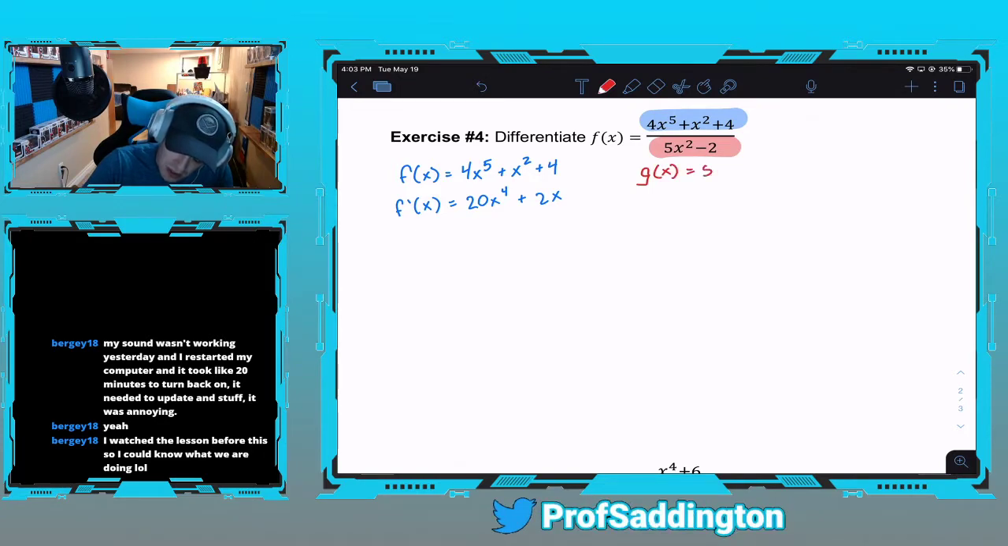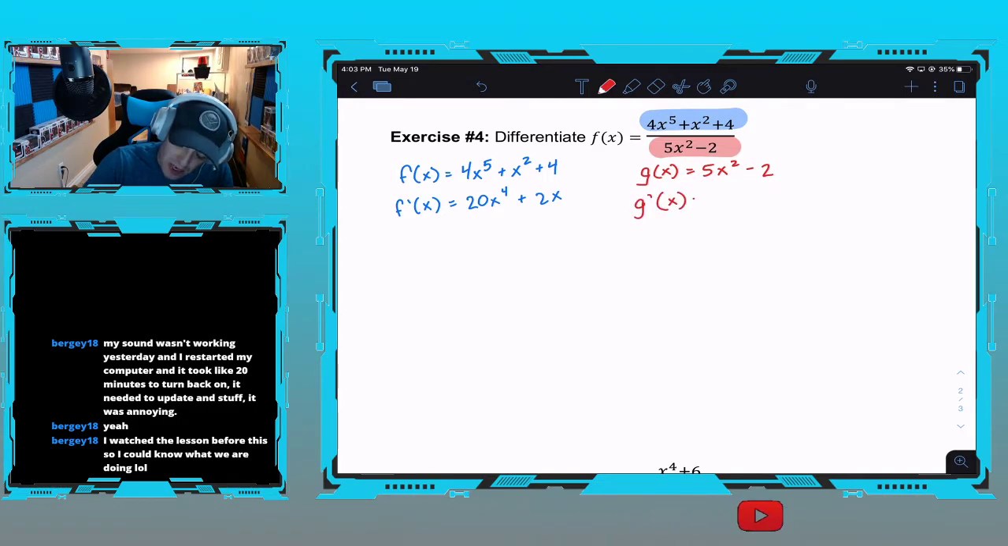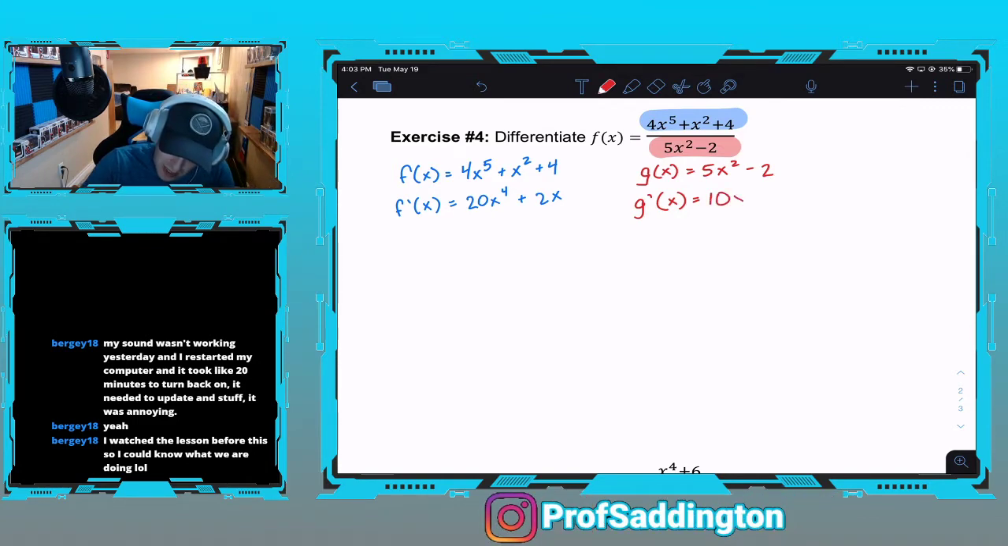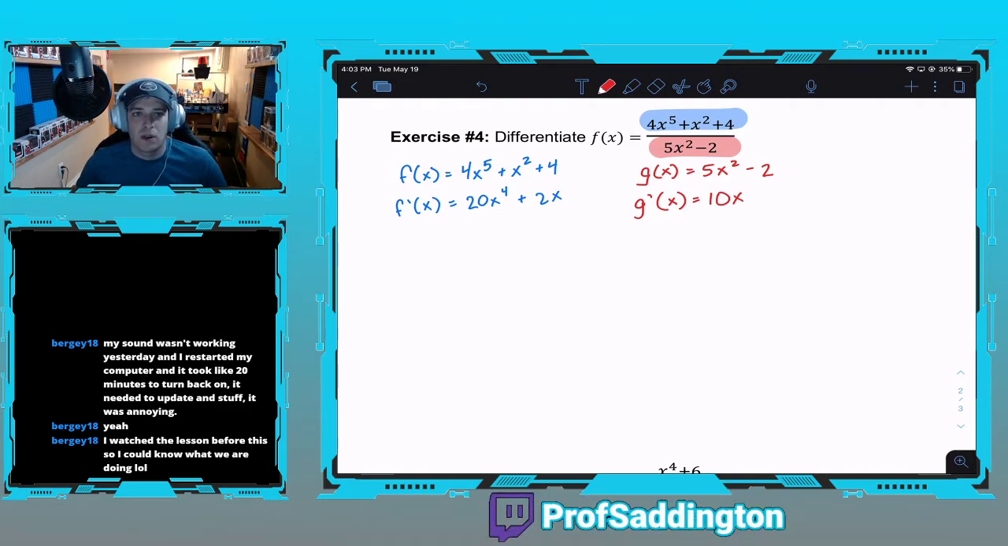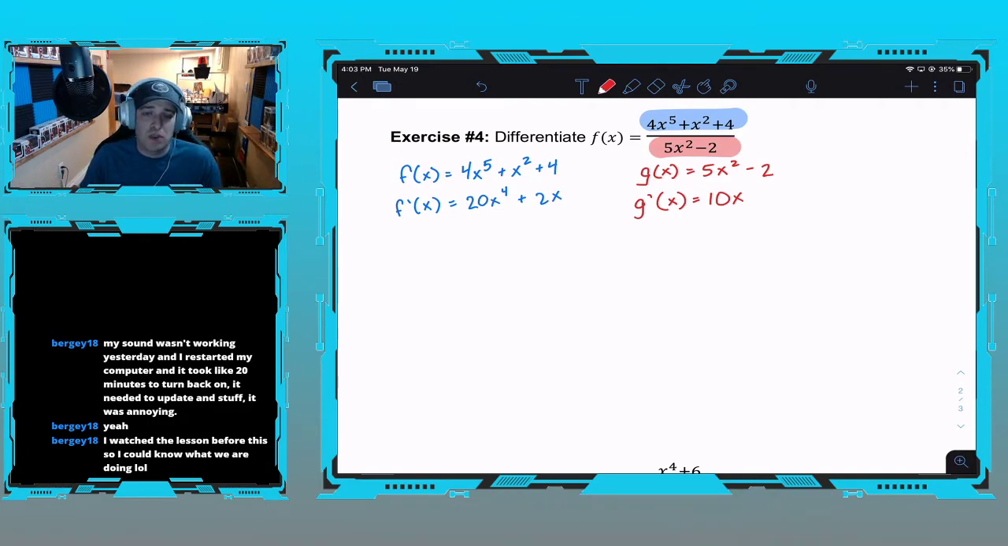As far as g of x goes, very similar. When you guys go to do the derivative, g prime x, we can bring the 2 out front, and we're going to have 10x, and then that negative 2 is going to disappear. So, very similar to product rule, which is what we did last week.